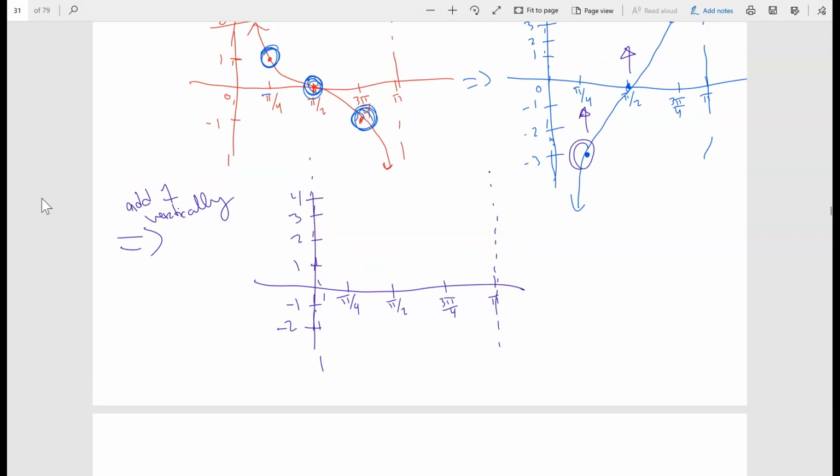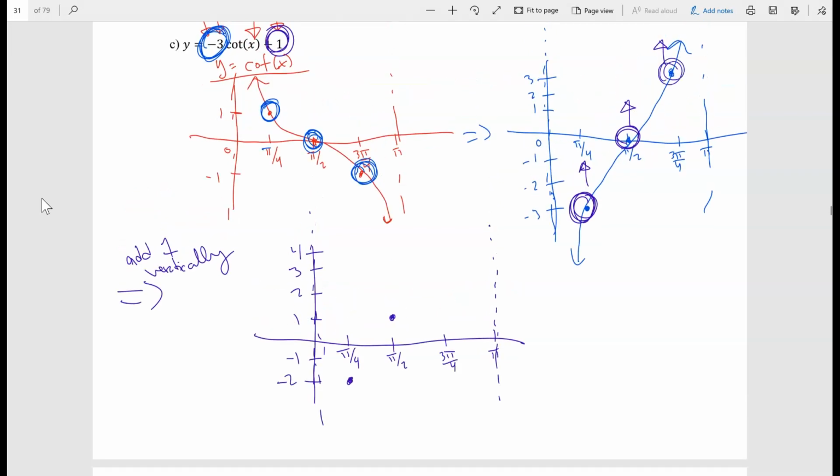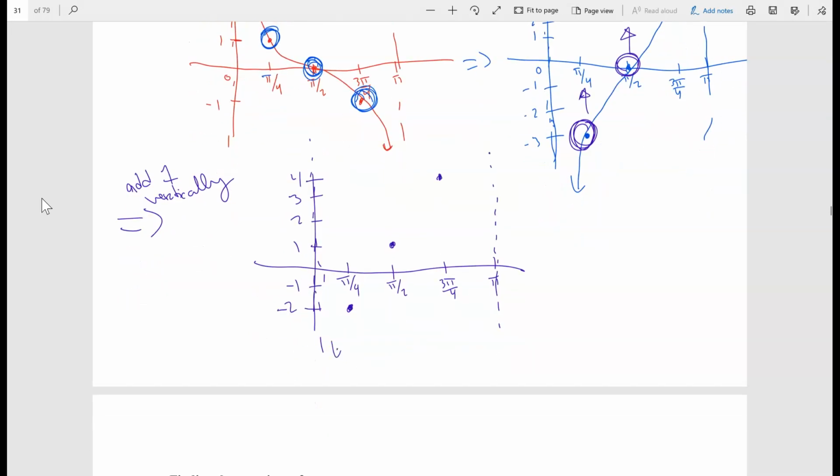So before this guy was a -3, now it's going to be a -2. This guy was at 0, now it's going to be at a 1. And then finally this guy was at a 3, now it's going to be at a 4. So this whole graph is going to look something like this. Oh God, this is really bad. Okay, sure, like this, okay? Okay, so as long as you can give me these points and the asymptotes, you should be okay. But this is basically what the graph of cotangent looks like.